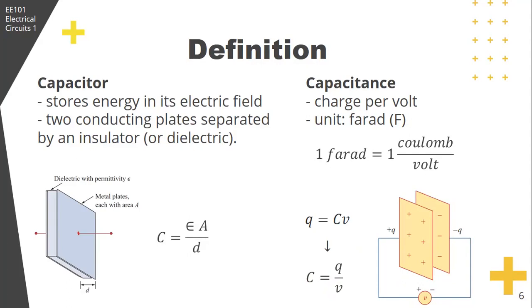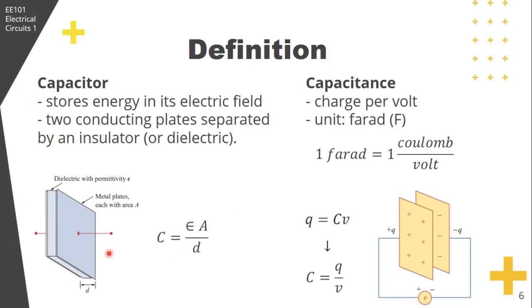Although capacitance C of a capacitor is the ratio, it does not actually depend on the charge or the voltage applied. Instead, capacitance depends on this. That is, it depends on the physical dimensions of the capacitor. So, for example, for a parallel plate capacitor, the capacitance will be this certain permittivity times the area, that is the surface area of the plate, over the distance between the plates. This symbol is the permittivity of the dielectric material.